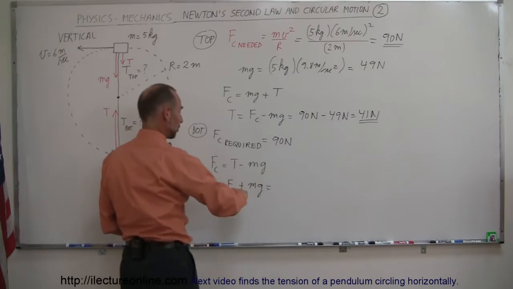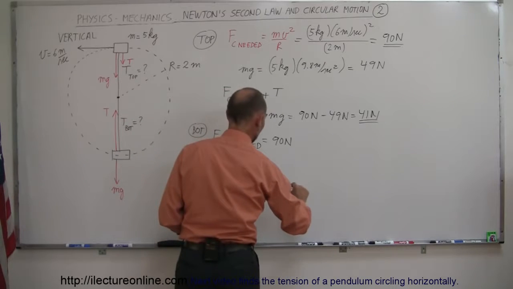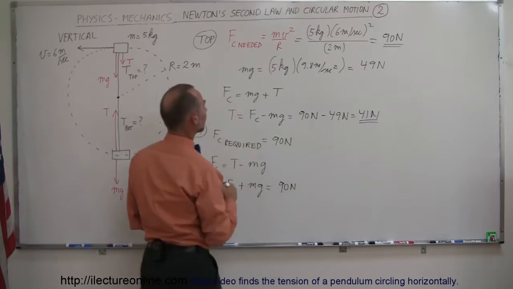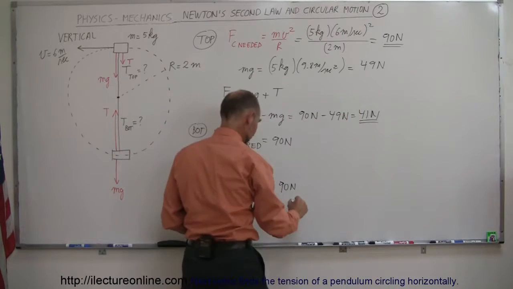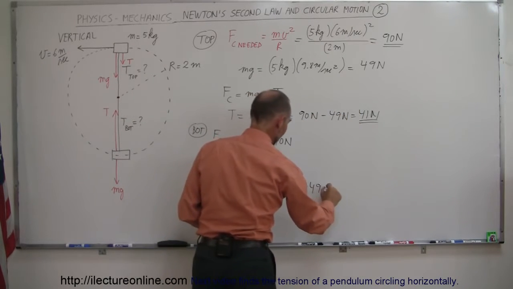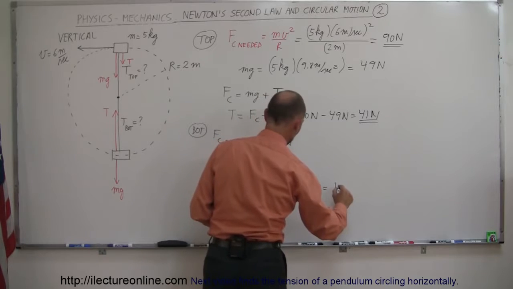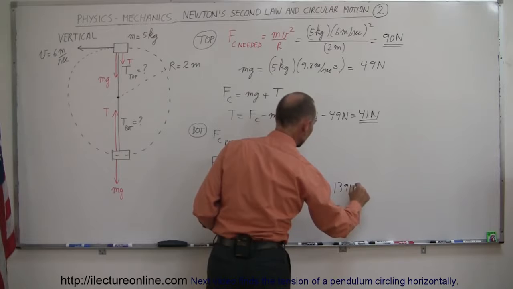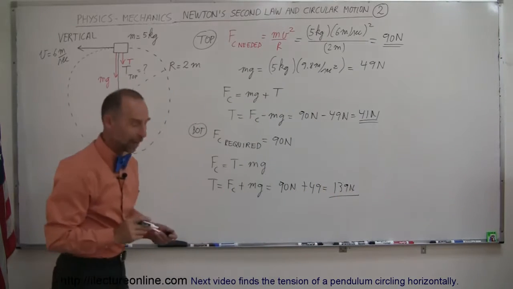So the tension is equal to the centripetal force plus the mg. So in this case, the centripetal force is 90 newtons. The weight we calculated here is, where did I go? Where's my weight? Right here, 49 newtons, so plus 49 newtons. So that means in this case, we need a tension of 139 newtons to keep everything going around in a circle.